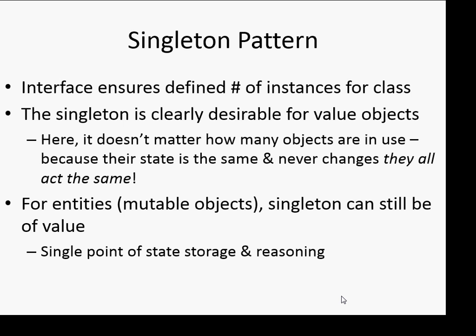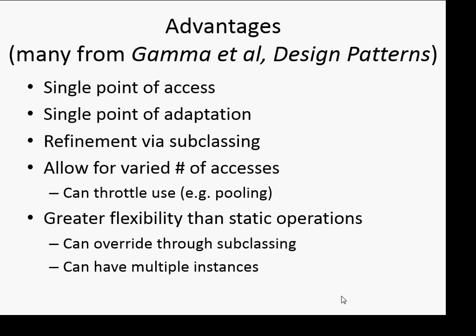Okay. So singletons are a very common pattern, and they provide a single point of access for an instance of a class, single point of adaptation, and via subclassing, you can allow for refinement. We'll talk about that in a little bit. And often they're used to sort of throttle the number of objects you have. So an example might be you have a thread pool, and you go to this thread pool, and it has a certain number of threads, a certain number of instances of it, and you're waiting for a given thread to be available. But you go through it to get access to these threads, and it can put you in a queue if certain threads are not available. Okay.